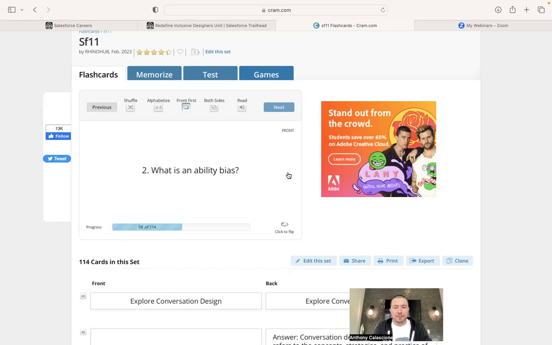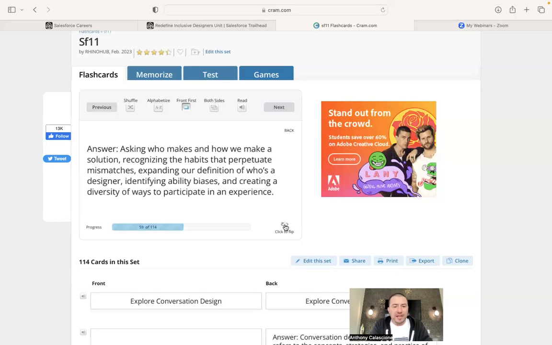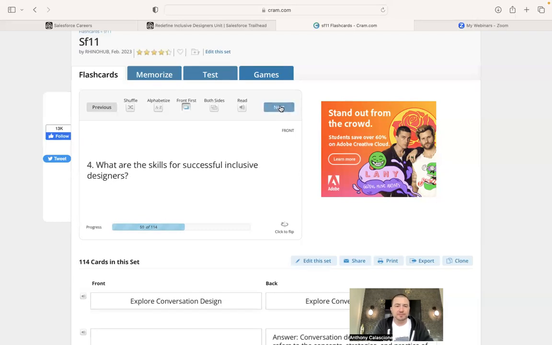What is an ability bias? An ability bias is the habit of using our own abilities as the baseline to solve problems. What are the 5 elements of the cycle of exclusion? Asking who makes and how we make a solution, recognizing the habits that perpetuate mismatches, expanding our definition of who's a designer, identifying ability biases, and creating a diversity of ways to participate in an experience.